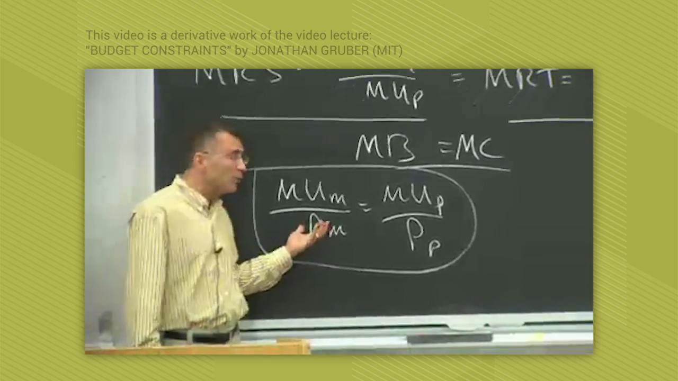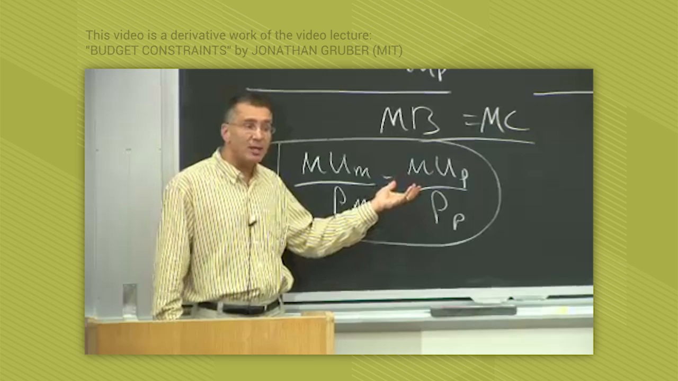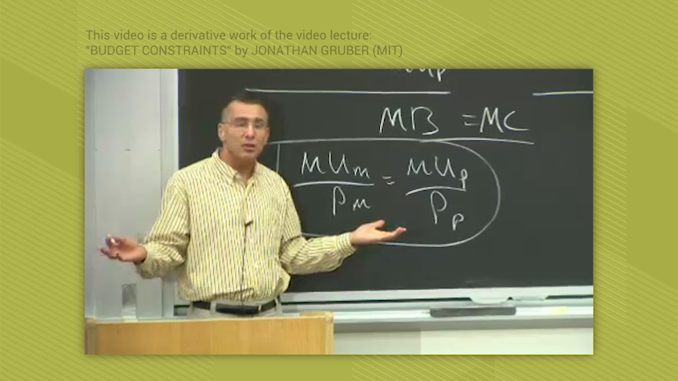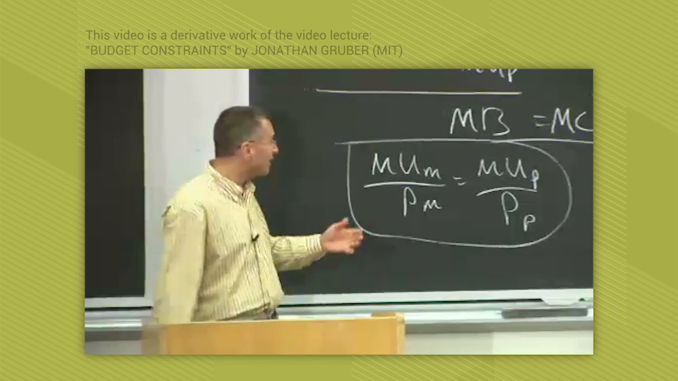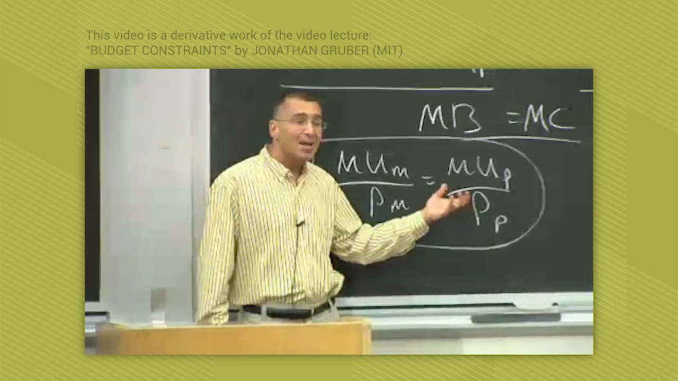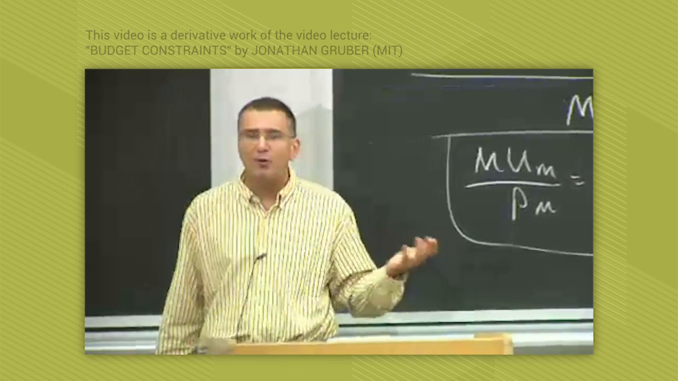If the next dollar of movie expenditure buys you a lot more happiness than the next dollar of pizza expenditure, then you're not at the right place. You should shift your money and spend more on movies and less on pizza. Okay? If the next dollar of pizza expenditure buys you a lot more happiness than the next dollar of movie expenditure, then you're not in the right place either. You should see fewer movies and buy more pizza.